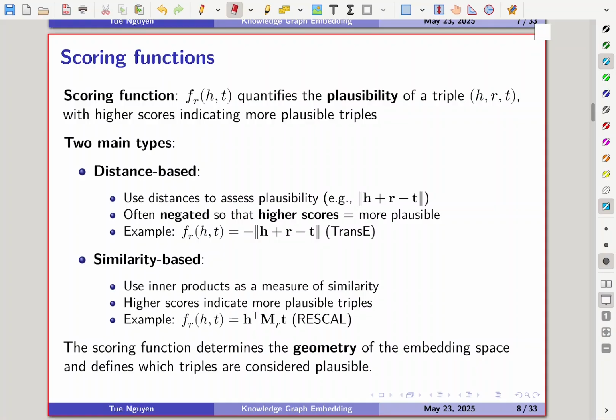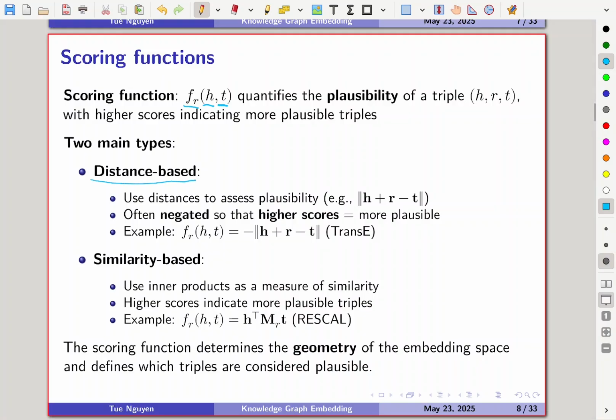Now we will introduce a very important component for learning embedding, which is a scoring function. A scoring function, denoted by f sub r of head and tail, quantifies the plausibility of a triple (h, r, t), and a high score means a more plausible triple. There are two types of scoring function.